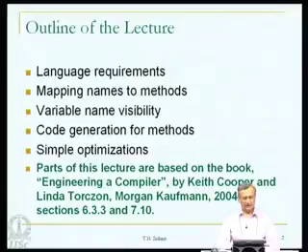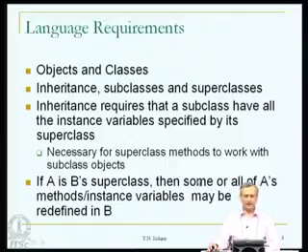It is possible that some of them are in the subclasses, some of them are in the superclasses. Some of them may be redefined and so on and so forth. So, how to map these names to the appropriate methods is something we are going to study. Then variable name visibility, then code generation for methods, then finally some simple optimizations. Some parts of this lecture have been adopted from the book by Cooper and Torczon. So, what are the language requirements? In an object oriented language, we have objects and we have classes.